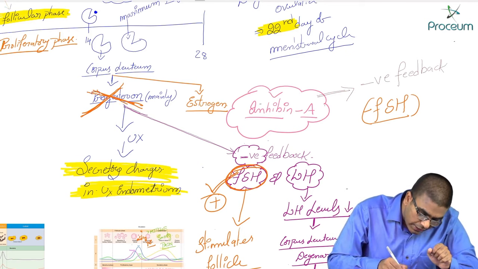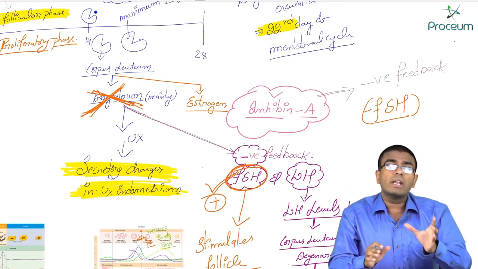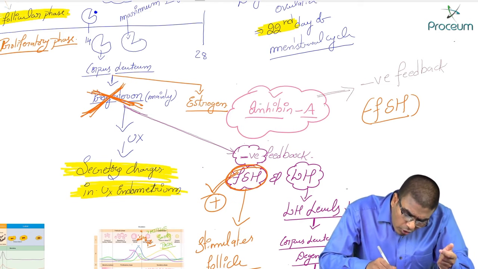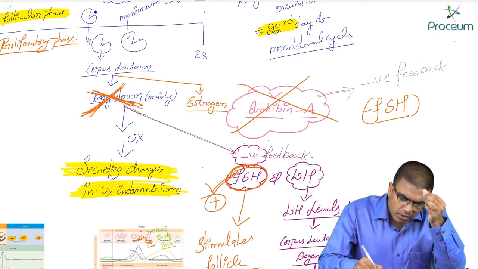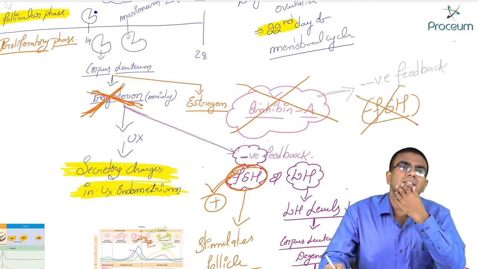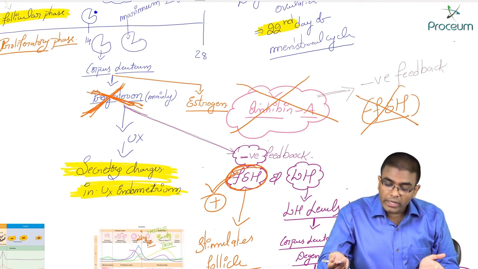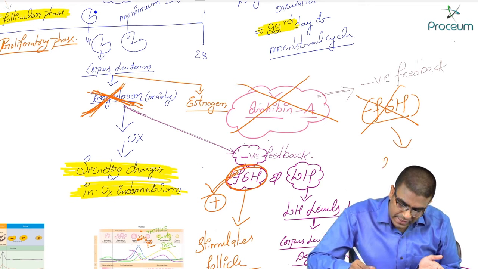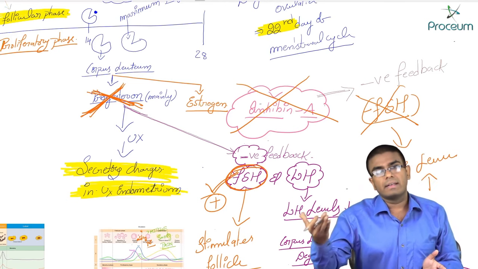In the same way, try to concentrate. If the corpus luteum is undergoing degeneration, again there is no inhibin A. If there is no inhibin A, there is no negative feedback on FSH. If there is no negative feedback on FSH, what happens? FSH levels increase. If FSH levels increase, that further promotes the next cycle.